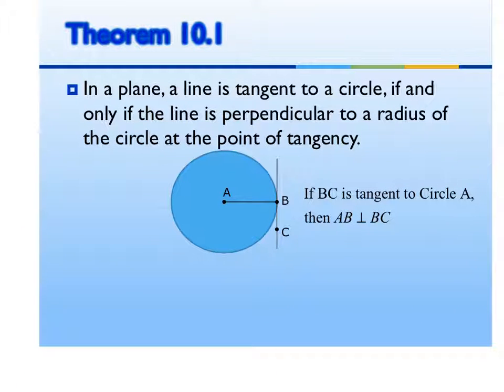Theorem 10.1. In a plane, a line is tangent to a circle if and only if, here we go again with the biconditional, the line is perpendicular to a radius of the circle at the point of tangency. This angle that's created right here, where the radius hits the tangent line, is a right angle. So if BC is tangent to circle A, then we know that AB is perpendicular to BC. We're going to be using this theorem a lot because we're going to be creating right triangles within this circle.